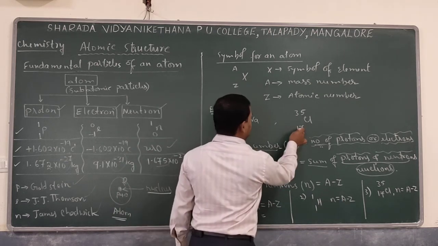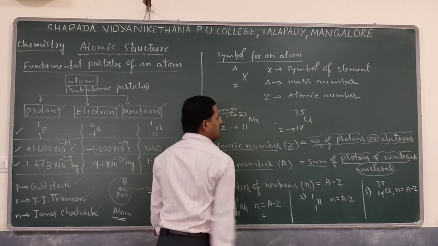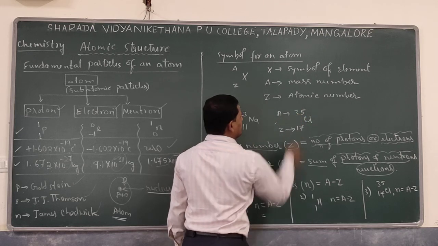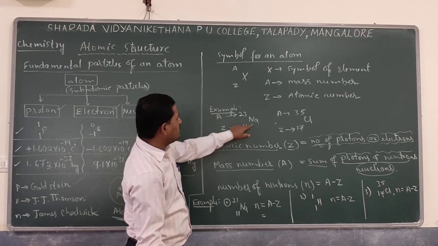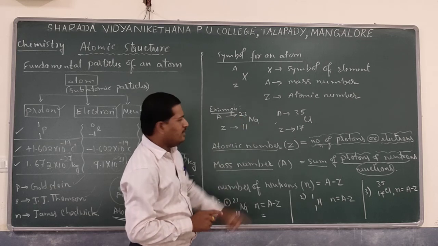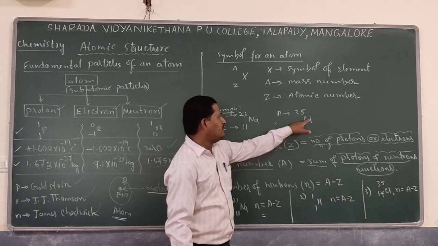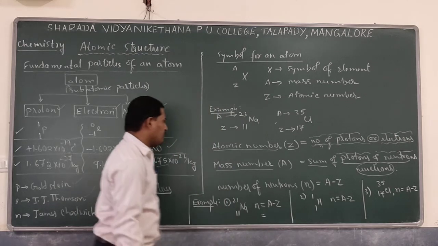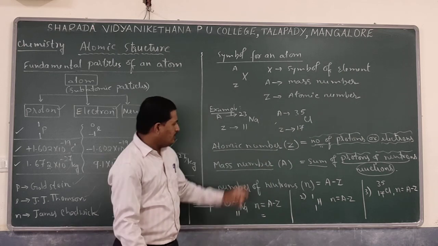Similarly for chlorine, 17 tells about the atomic number, Z, the total number of electrons present, whereas 35 tells about the mass number, the total number of protons and neutrons present in the chlorine atom. So here 11 electrons or 11 protons are present in sodium, whereas the total number of protons and neutrons is 23. Similarly for chlorine, 17 protons or electrons are present, whereas in chlorine, 35 protons and neutrons are present together. Z tells about the number of either protons or electrons, and A stands for the number of protons and neutrons present.